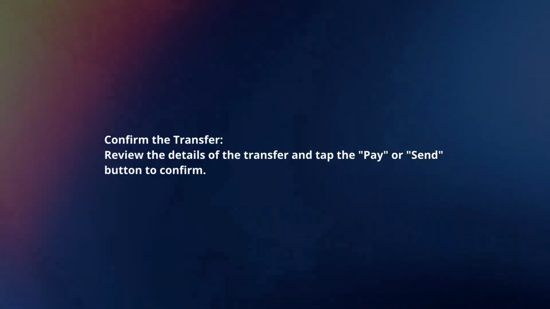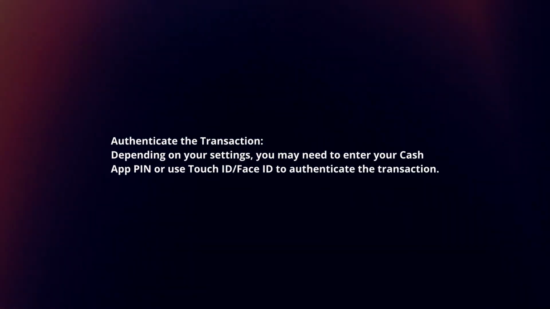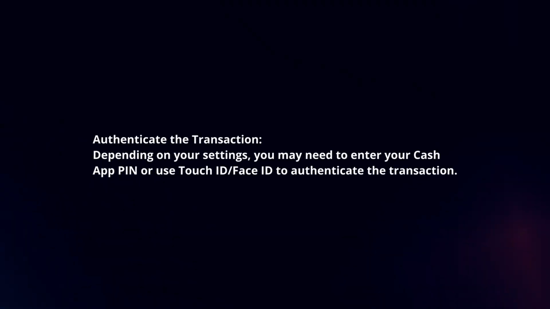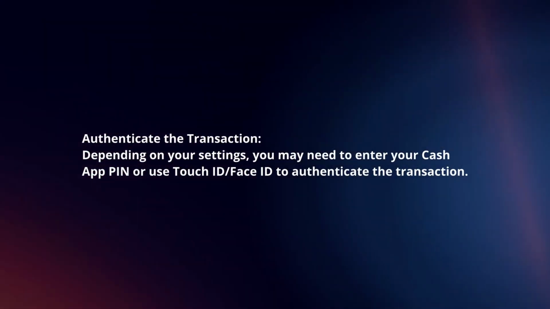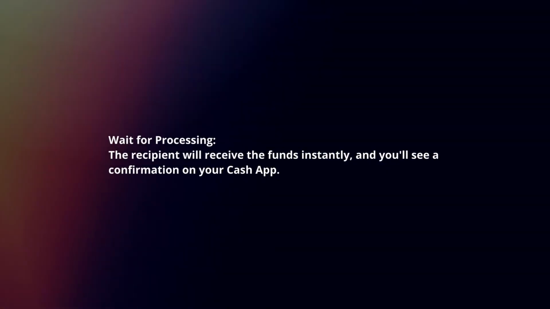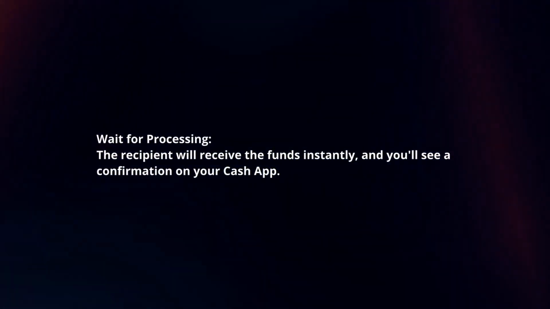Confirm the transfer. Review the details of the transfer and tap the Pay or Send button to confirm. Authenticate the transaction. Depending on your settings, you may need to enter your Cash App PIN or use Touch ID or Face ID to authenticate the transaction. Wait for processing. The recipient will receive the funds instantly, and you will see a confirmation on your Cash App.